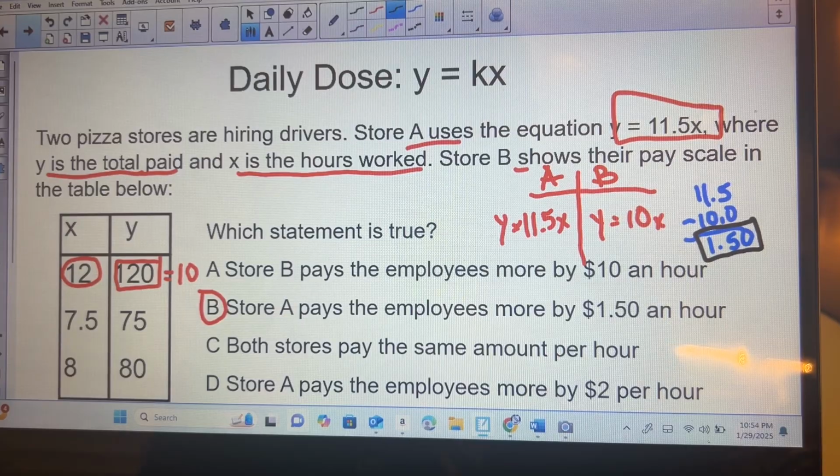As you can see from the table, if I took the 120, which is my y value, and the 12, which is the x value, you can see that for store A, the equation is y is equal to 11.5x. And when I do the math with 120 divided by 12, it gives me 10. So the equation is y is equal to 10x. There's a difference of $1.50 for each one of the stores. So store A has a better sale, or pays the employee more, about $1.50 an hour.